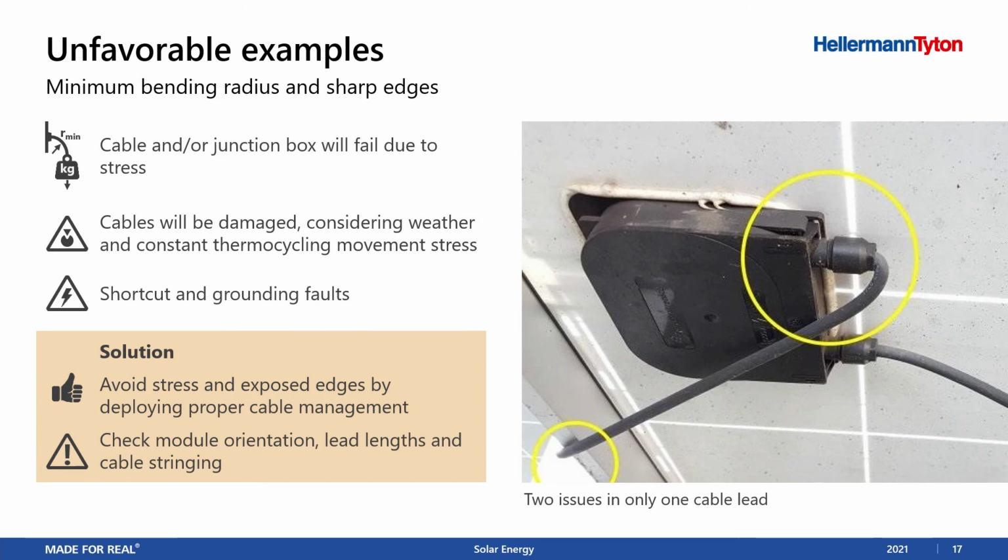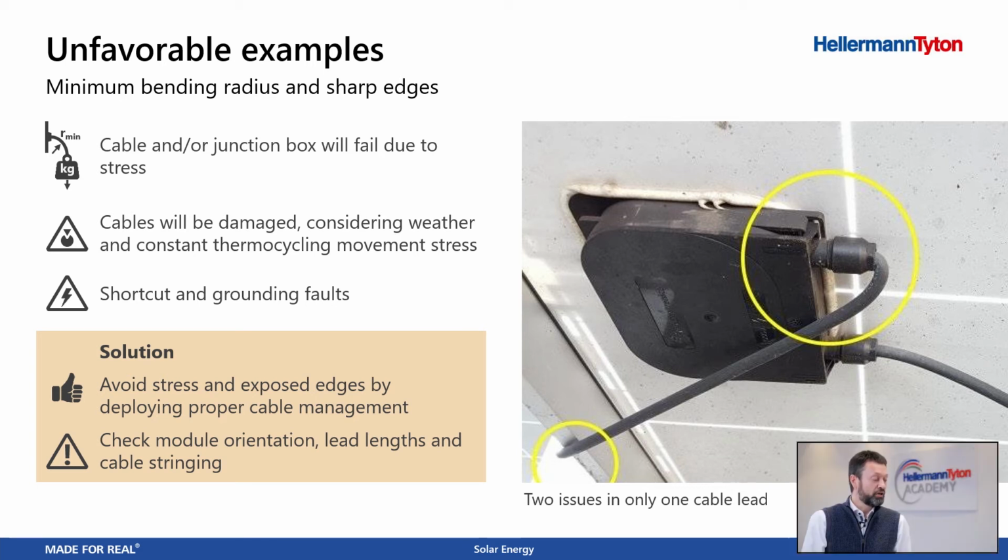This is an example of undercutting the minimum bending radius. On this picture you can see that the pull on the cables is too high. This connection with the junction box and the bending radius is going to cause failure of this plant. The cables will also be damaged because of thermocycling. The whole plant is expanding over the day and shrinking over the night.